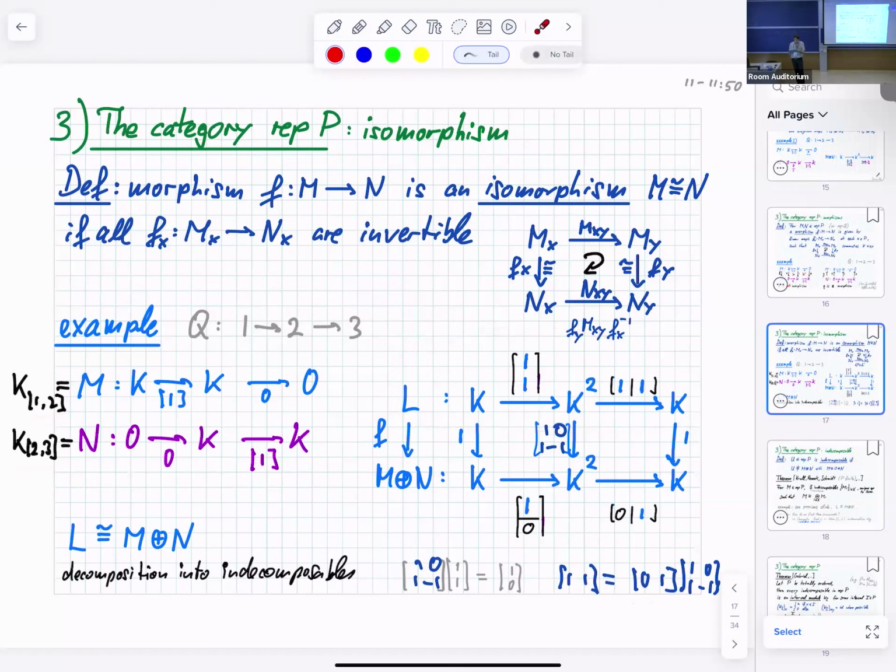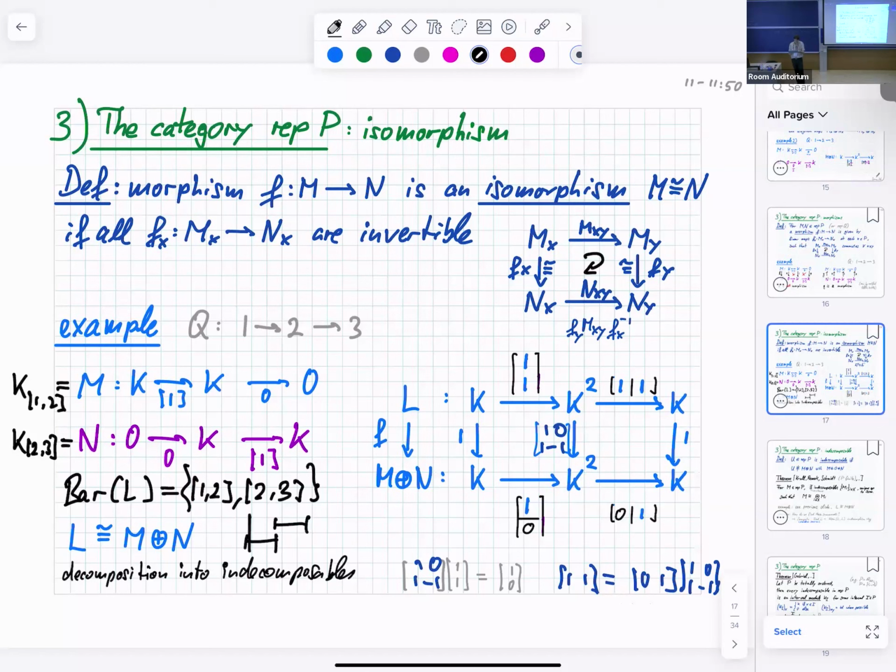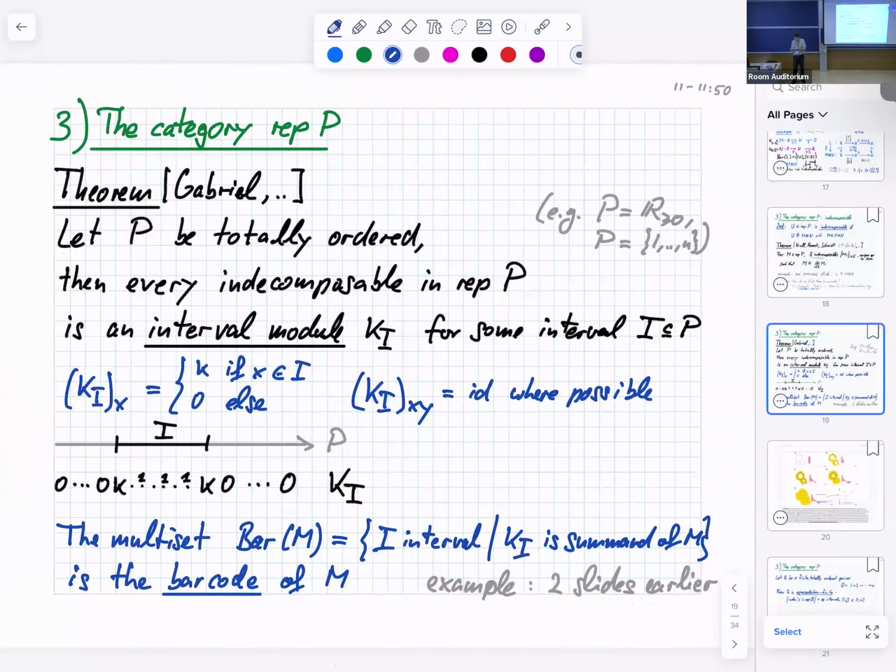So the barcode of L would be the set of the 2 intervals 1, 2, and 2, 3. Yeah, so the barcode of L is 1, 2, and 2, 3. If this is my barcode, 1, 2, and 3. Sorry, this is a bit of a mess. So these 2 bars are the barcode of L. So we have done it. That's good? Okay, perfect. So that works very well.